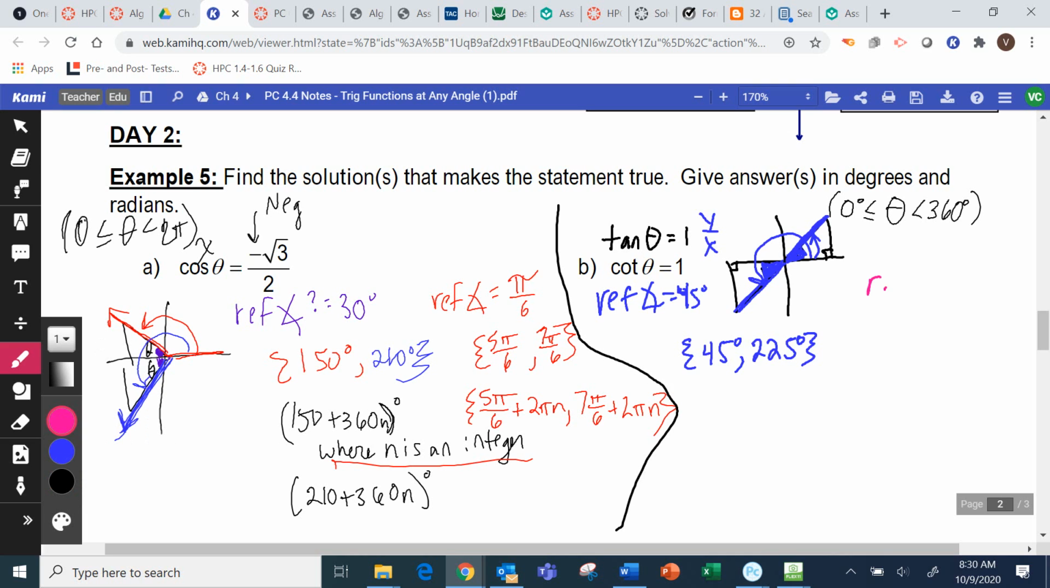Okay? Now in radians, my reference angle would be pi over 4, good. And pi over 4 in the first quadrant is pi over 4. And if we count a bunch of pi over 4s all the way around to the third quadrant, it's a number over 4 that does not reduce. It's going to be 5 pi over 4. Okay. Now there are two next ones I want you to try. See if you can get them.